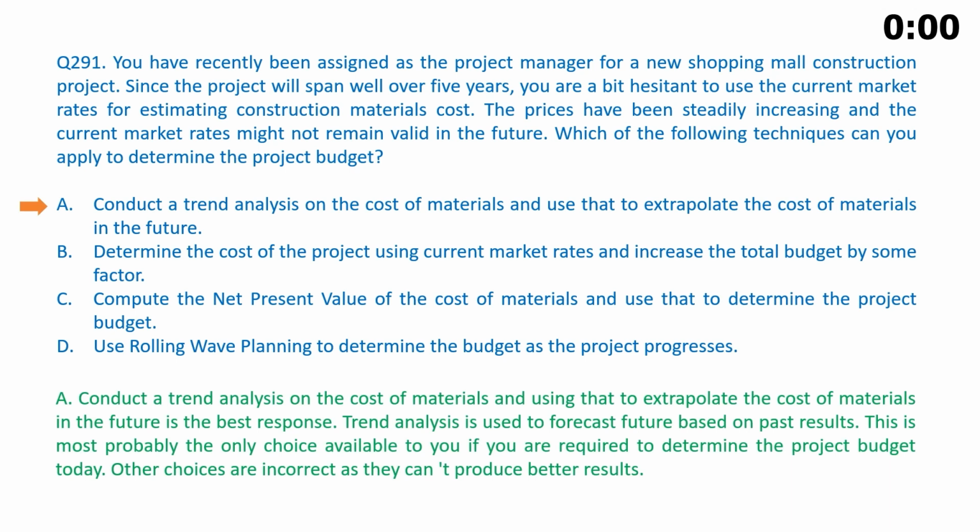The correct answer is A. Conduct a trend analysis on the cost of materials, and using that to extrapolate the cost of materials in the future is the best response. Trend analysis is used to forecast the future based on past results. This is most probably the only choice available to you if you are required to determine the project budget today. Other choices are incorrect as they cannot produce better results.